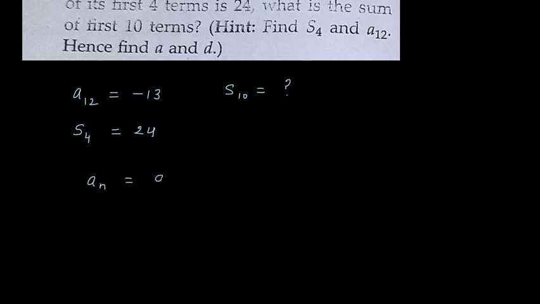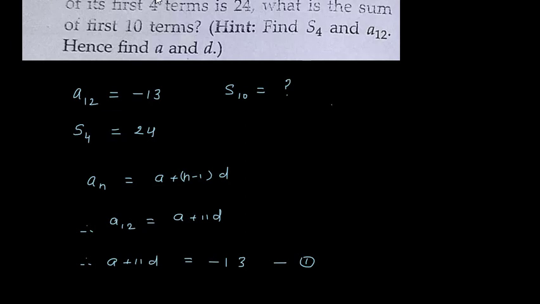The formula for AN is what? A plus N minus 1 D. Okay, so therefore A12 will be A plus 11D. Now the value of A12 is given, minus 13, so A plus 11D will be equal to minus 13. Let us consider this as equation 1.